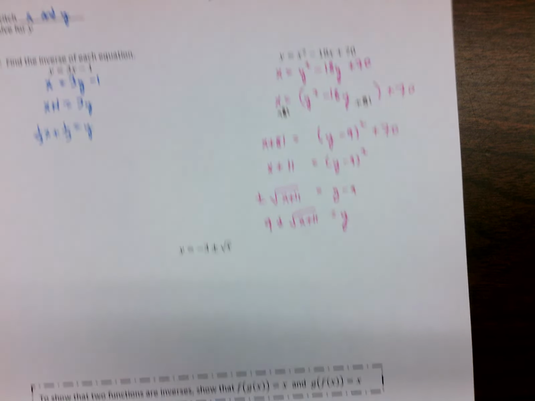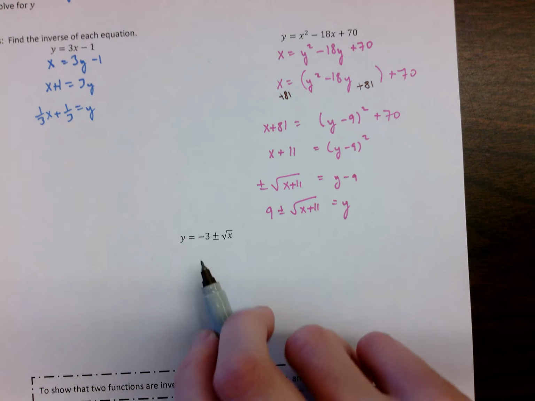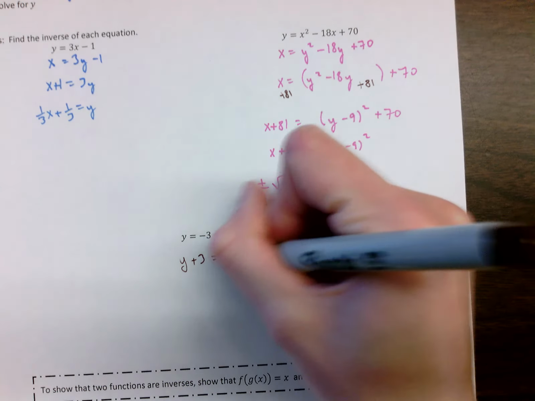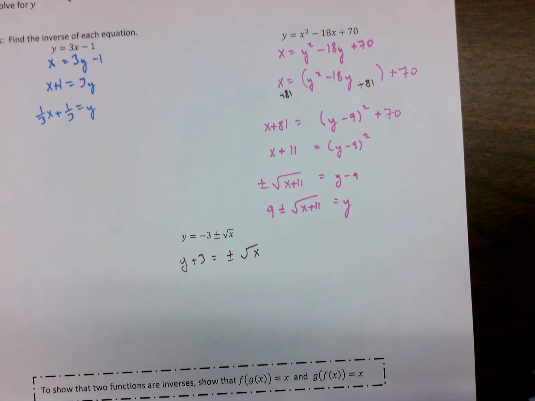Then this last one here, we want to solve this one. The first thing I'm going to do is add the 3 to both sides. So I'm going to get y plus 3 equals positive or negative square root of x.